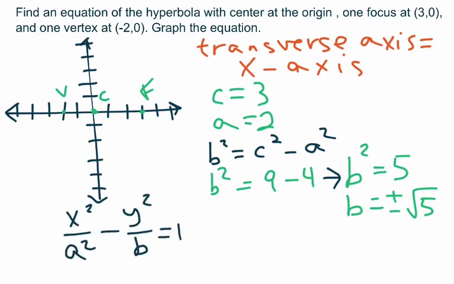Our hyperbola equation takes the form x squared over a squared minus y squared over b squared equals 1. Substituting our known values for a squared and b squared, we get x squared over 4 minus y squared over 5 equals 1.